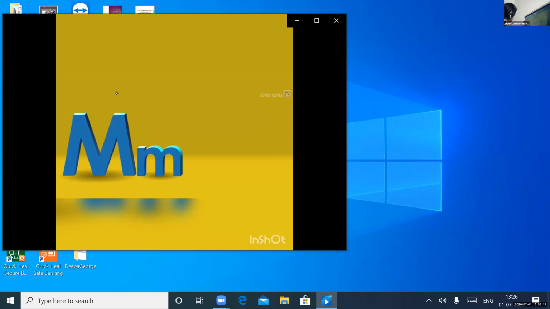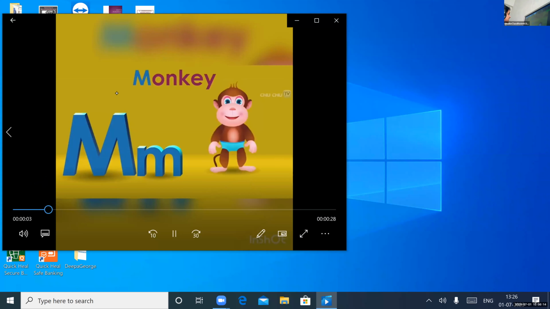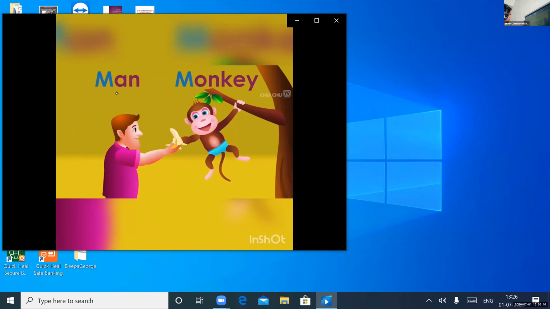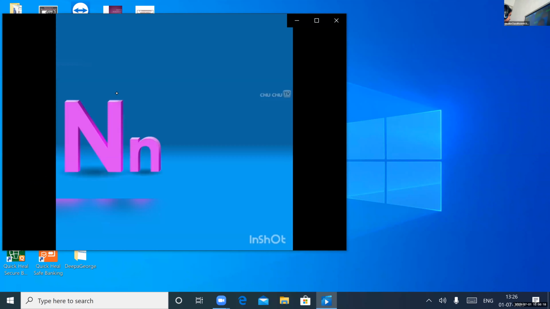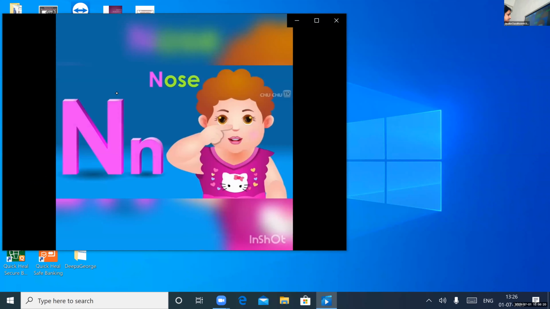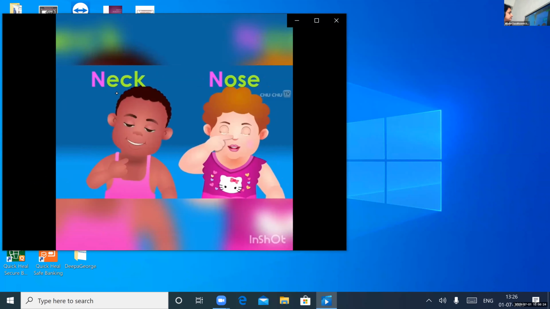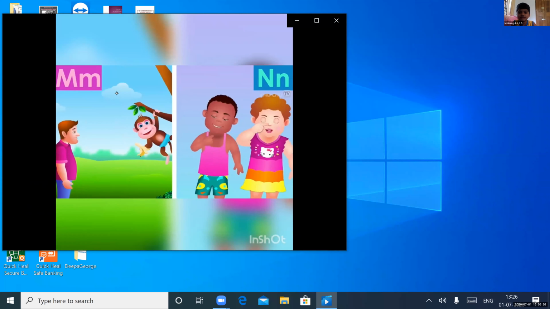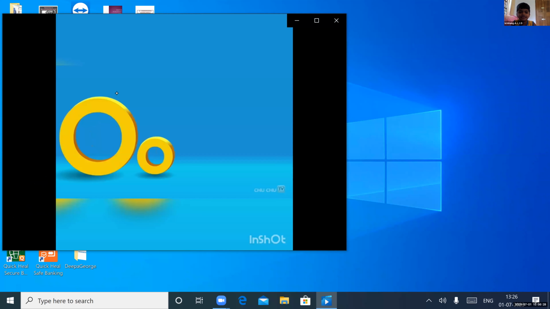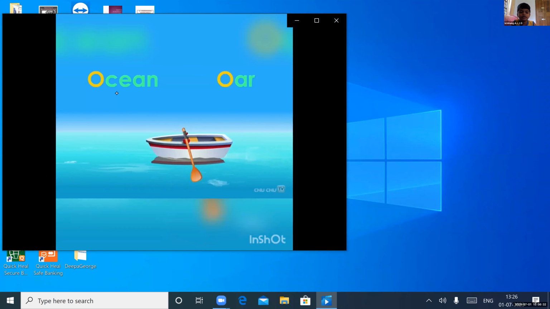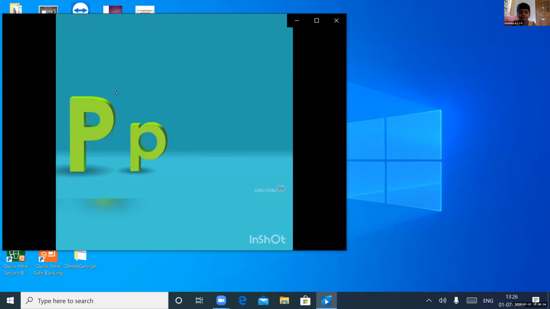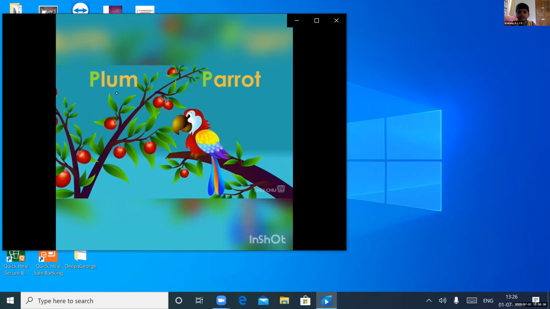M for man and M for monkey. M, m, m, m, m, m. N for neck, N for nose. N, n, n, n, n, n. O for ocean, O for oar. O, o, o, o, o, o. P for plum, P for parrot, p, p, p, p, p, p.